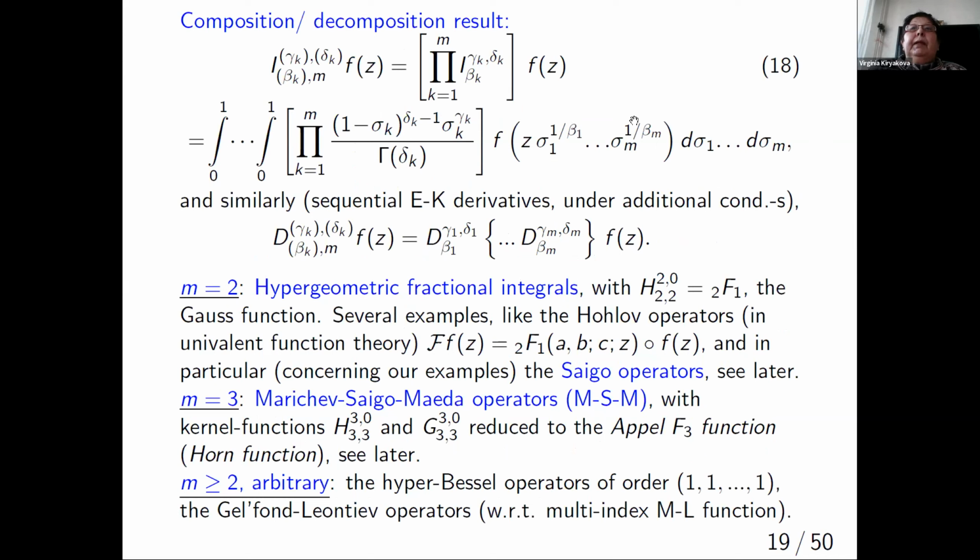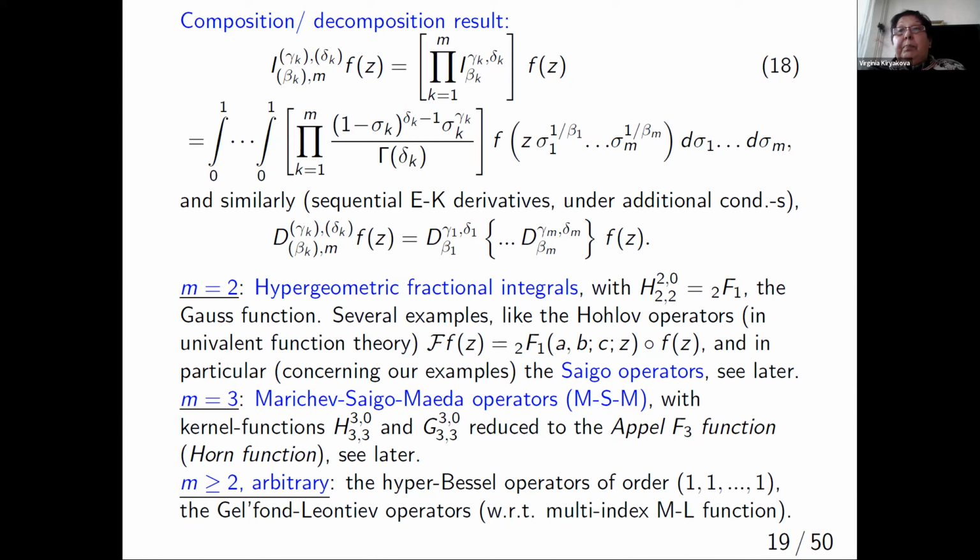We see that our result is based on the decomposition or composition result, that the integrals that we defined by means of a single integral with an H or G function in the kernel can also be represented by multiple integrals as a composition of classical Erdélyi-Kober operators. And this is the key to very wide applications of these operators, because they consist of compositions of commuting Erdélyi-Kober or Riemann-Liouville operators. Especially for m equal to 2, the kernel function, the Gauss function, H with indices 2, 0, 2, 2, appears in special cases.